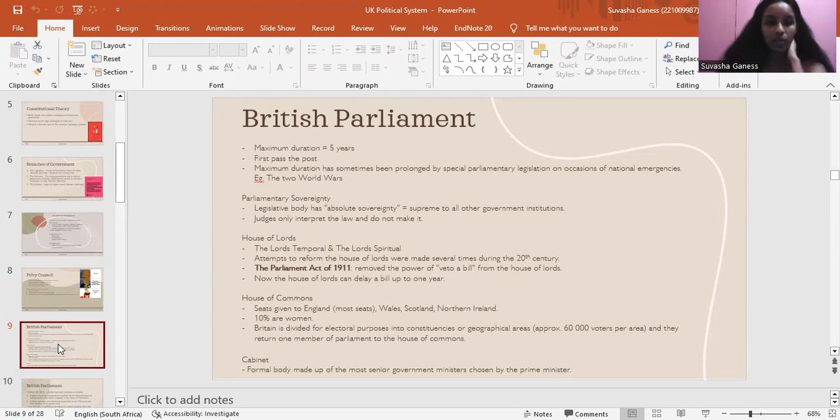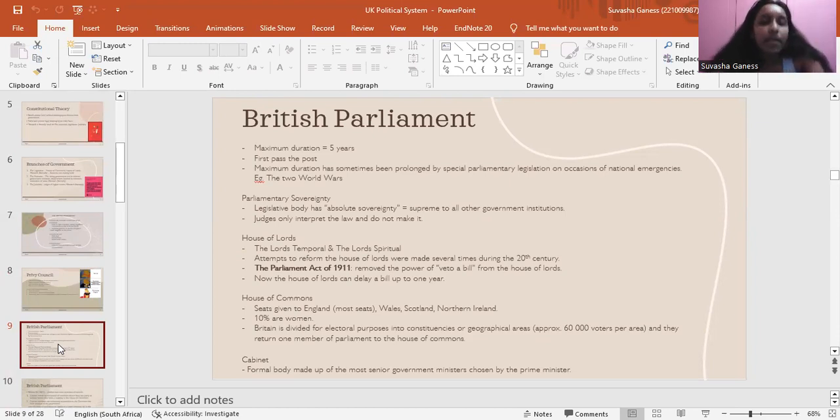Then we're looking at the House of Lords and the House of Commons separately. Your House of Lords is made up of the Lords temporal and the Lords spiritual, right? Attempts to reform the House of Lords were made several times during the 20th century. The Parliament Act of 1911 removed the power of veto over bills from the House of Lords. And now the House of Lords can delay a bill only up to 1 year. So now they cannot veto a bill because that was removed, but they can only delay a bill up to 1 year.